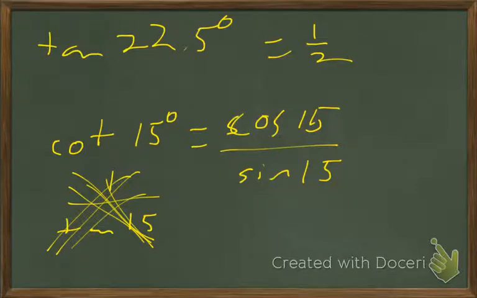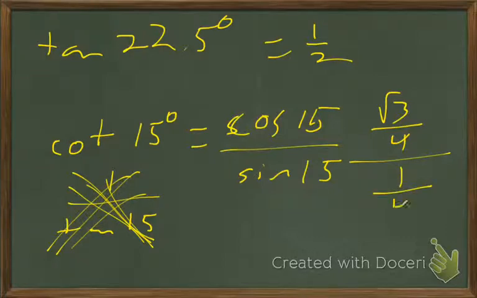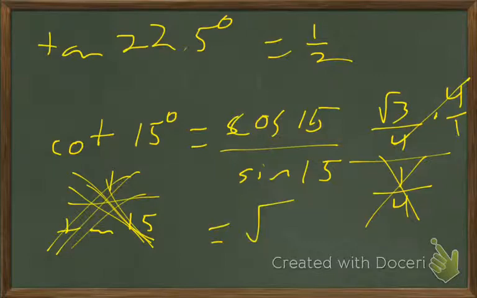Okay? Now, cosine of 15 is half of cosine of 30. Cosine of 30 is square root of 3 over 2, so that's half of square root of 3 over 2, which is square root of 3 over 4, over sine of 15, which is half of sine of 30, so 1 over 4. So half of a half is a fourth. Fraction over a fraction, that means we multiply by the reciprocal, so multiply by 4 over 1, that gets rid of him, cancels that, this equals the square root of 3. And we're done with number 12.